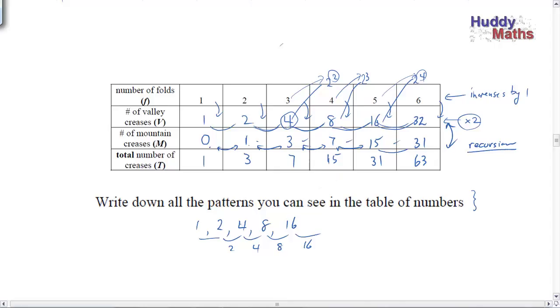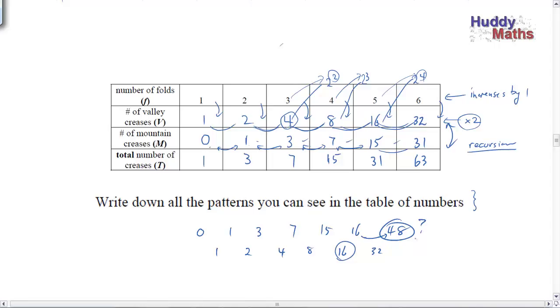So I've got 0 to 1, that went up by 1. 1 to 3, no, I've got it right, 2. 3 to 7 is 4. 7 to 15 is 8. 15 to 16 is 16. So the next one you would predict is going to go up by 32. Okay, so that should be 48, shouldn't it? Okay, get the idea of it stepping up by increasing amounts. So this is the increasing step up from one number to another.